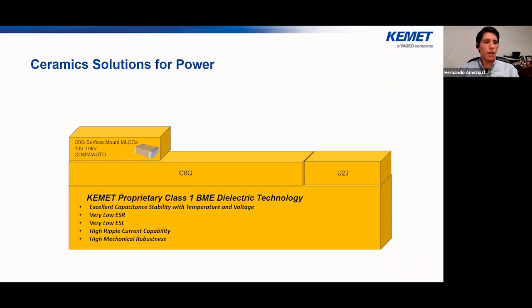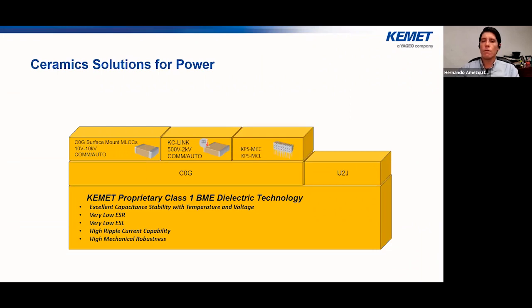And we can also create C0G surface mount MLCCs, which have a voltage range of 10 volts to 10 kilovolts, and we offer that in commercial and automotive grade. We also developed KC Link, which is again commercial and automotive grade, from 500 volts to 2 kilovolts. And also we have KPS MCC and KPS MCL and U2A surface mount MLCCs from 10 volts to 50 volts, again both commercial and automotive.